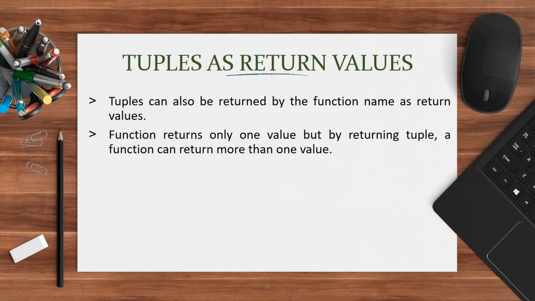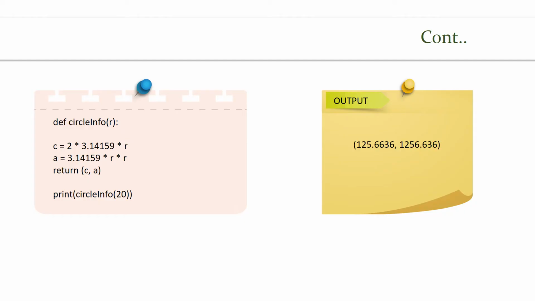Now let us see another one, tuple as a return value. A function can also return a tuple as a return value. Generally a function returns only one value, you know that already, but by returning a tuple a function can return more values. Now let us see an example of tuple as a return value.